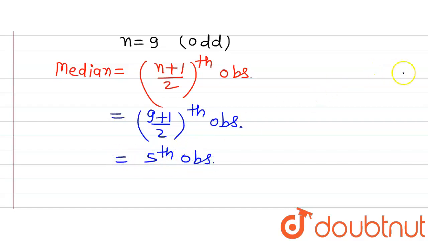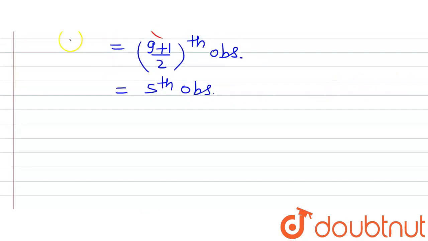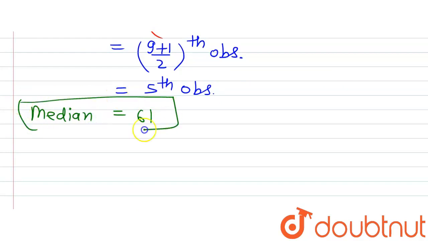Now the 5th observation, because we will observe this data which has been arranged in ascending order. So this is the first term, second, third, fourth, fifth. So the fifth term in this data that has been arranged in ascending order is 61. So the median of this given data is 61. This is what the first part of the question asks us to find. So the given data has a median of 61.